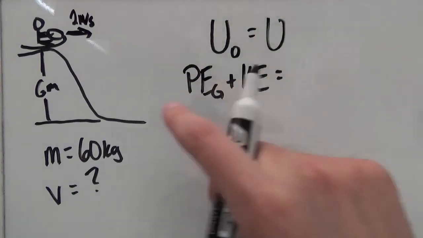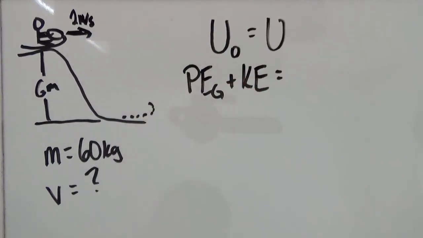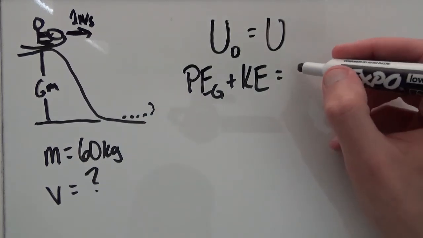And final, we're looking for the final velocity down here at the end, right? We're back down here on the ground, so we don't have any more gravitational potential energy. We only have kinetic energy.